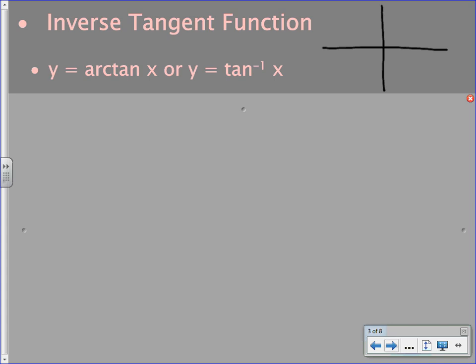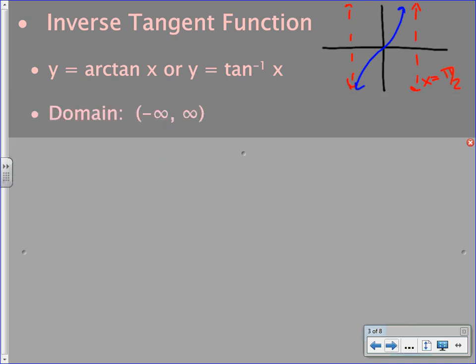Okay. Let's talk about what the tangent graph looks like. Where are our asymptotes for y equals tangent? x is pi over 2 and x is negative pi over 2, right? And then we know our graph looks like this. What is the range for the tangent? All real numbers, which means the domain for inverse tangent is all real numbers.